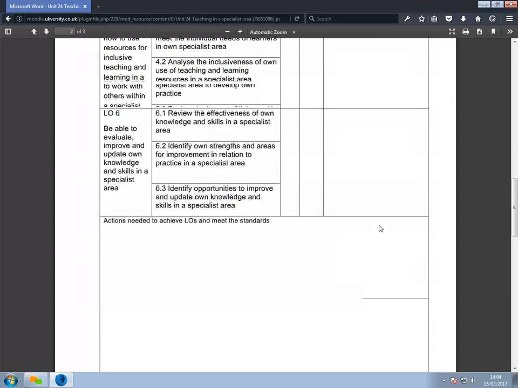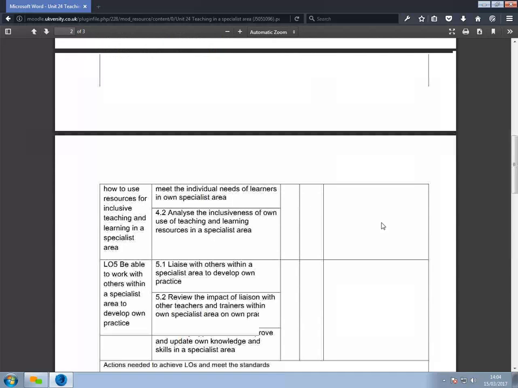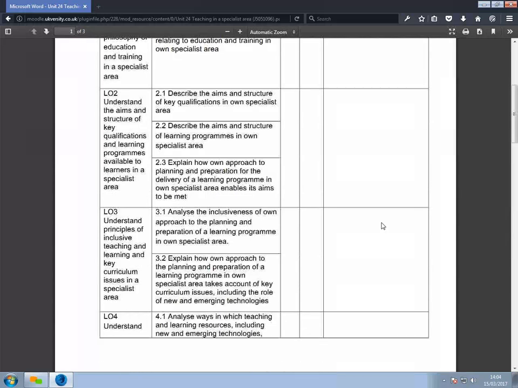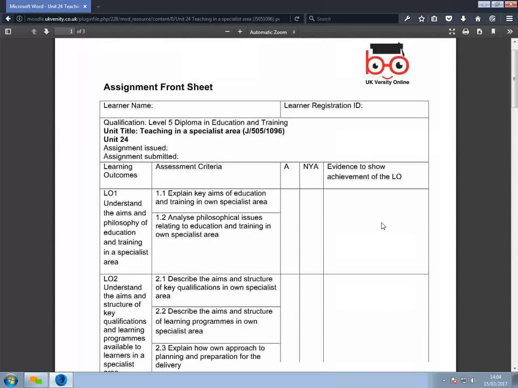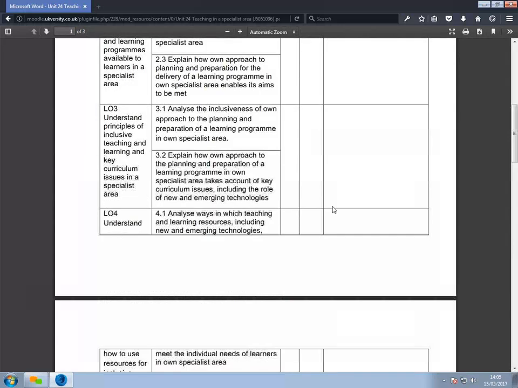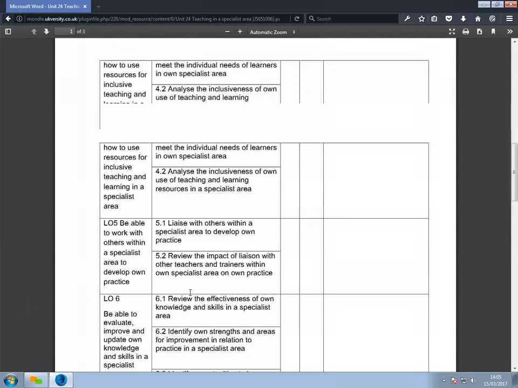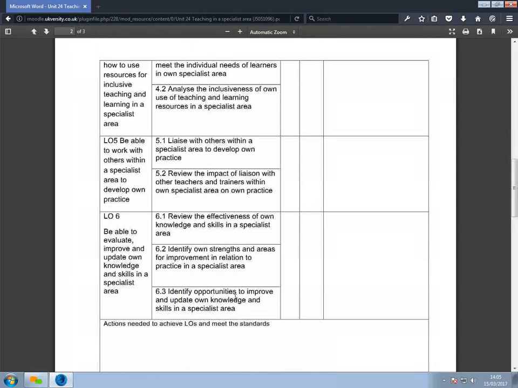Now that basically is the unit in a nutshell. It's 6 learning objectives, but most of those have only got 2 elements. LO2 has got 3, but the others have 2. Oh, sorry, LO6 has 3. Well, the last bit is really looking at any plans, your CPD, stuff like that.